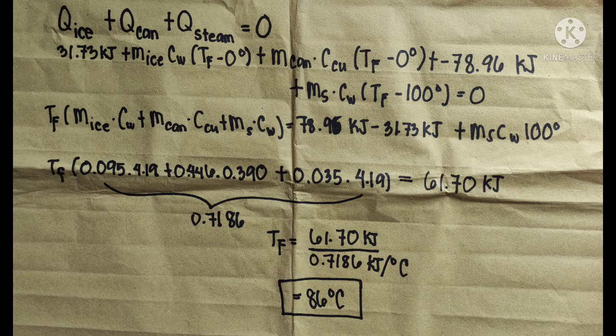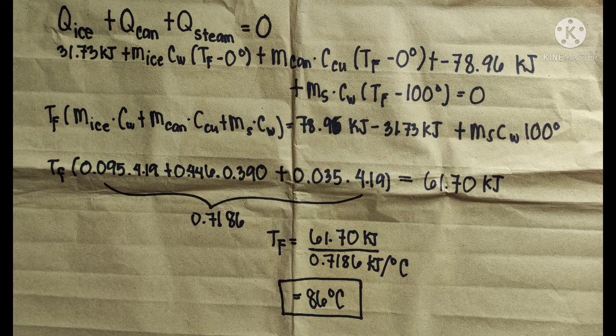Okay, so now let us factor out all the T final. We have M ice C water plus M can C copper plus M steam C water. Then move all the numerical numbers to the right hand side. So we have 78.96 kilojoules minus 31.73 kilojoules plus M steam C water times 100 degrees. So then T final. If you compute this quantity, let's plug in some numbers.